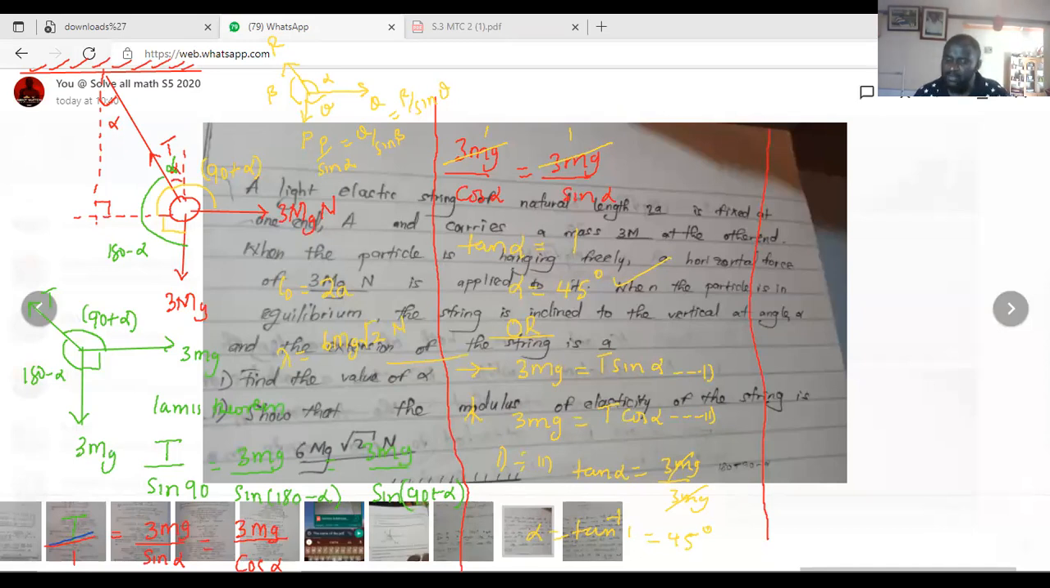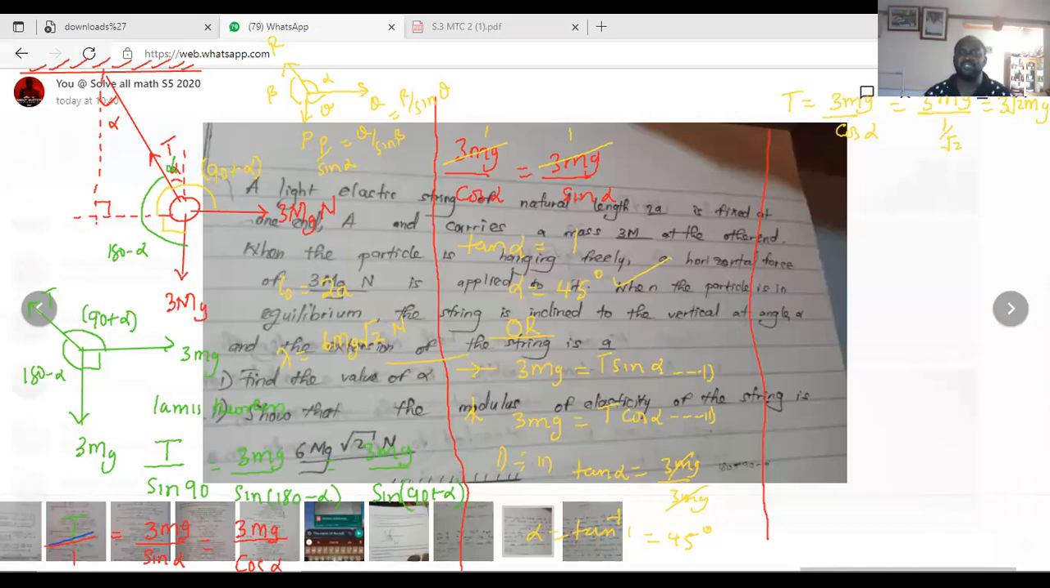Now the question said, find the modulus of elasticity. Why do we need the modulus of elasticity? From here, you can get tension. Tension is equal to 3mg over cos alpha, whether you're using the second method or the first method. So this is the same as 3mg over 1 over root 2, because cos alpha is cos 45. Do you realize that this is actually 3 root 2 mg as our tension?